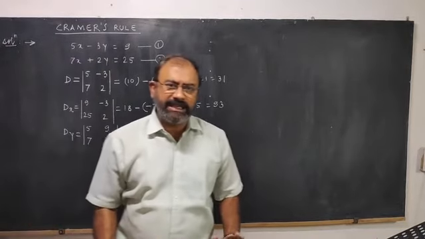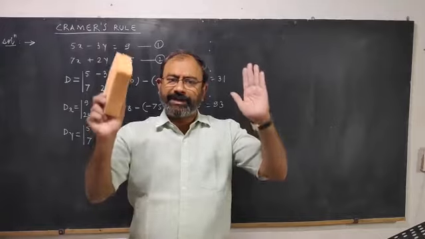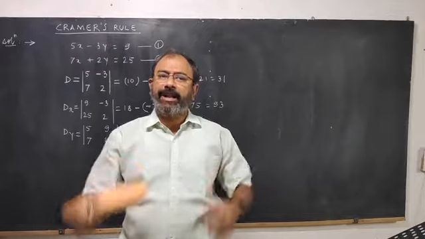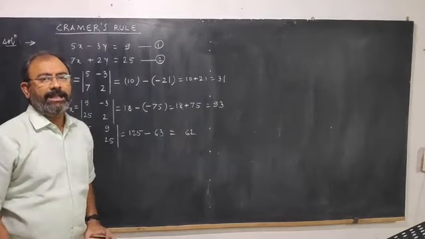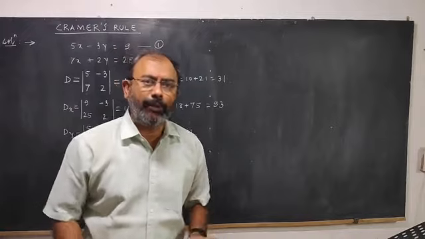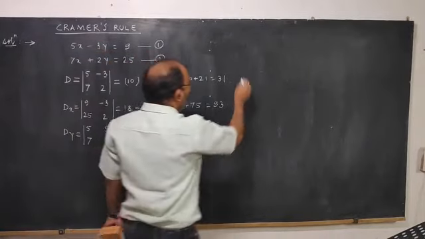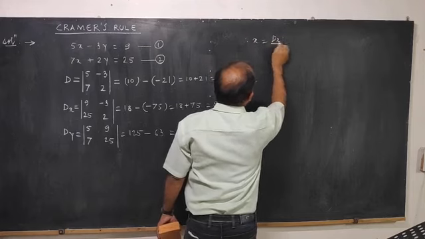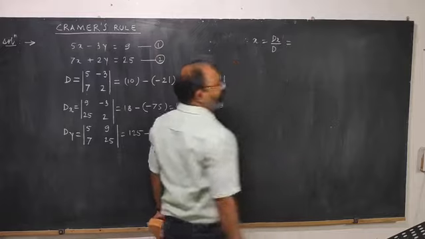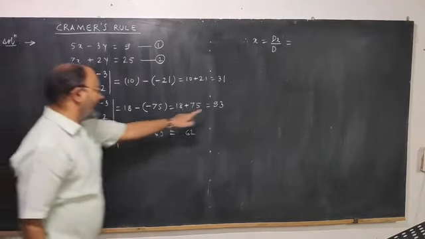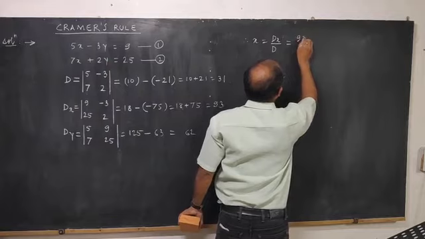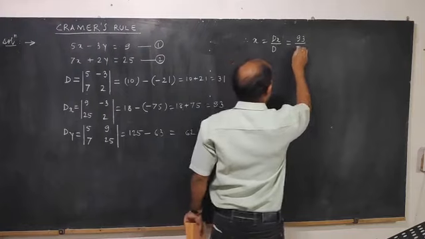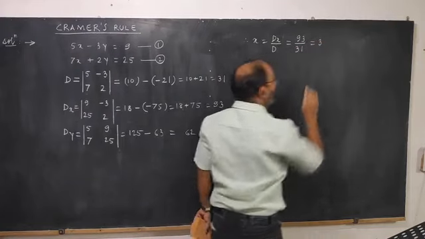So it is very easy to calculate the determinants. First D, using D you get Dx, using D you get Dy. So three determinants we have to calculate. Then we get the values of x and y. Now how to get the values of x and y? The value of x, therefore x is equal to Dx upon D. Now what is the value of Dx? Dx is 93 upon D. What is the value of D? 31. So this comes out to be 3.